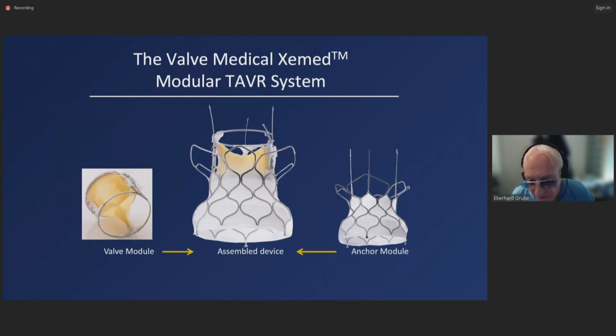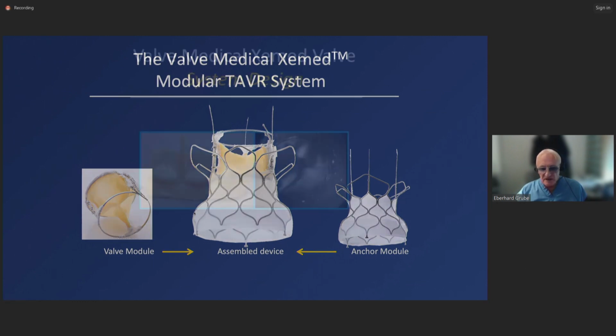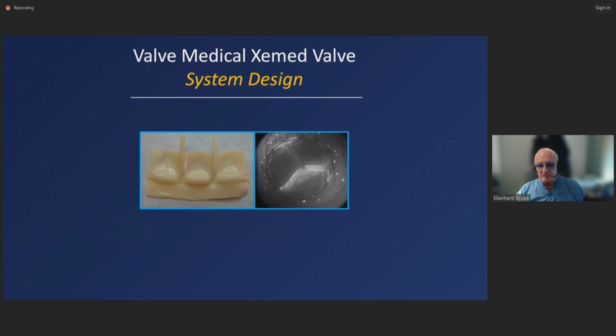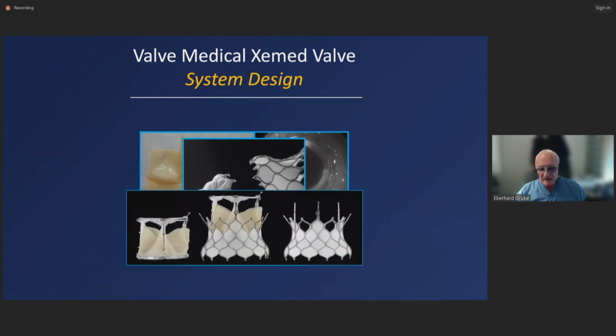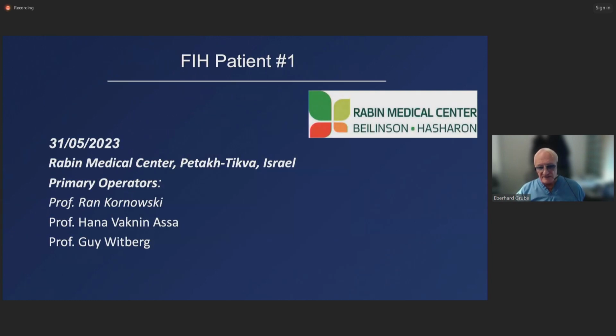And last but not least, something very interesting and very new, recently done first in man: the Valve Medical ZMed modular TAVR system, consisting of a valve module, shown here, and the anchor module. In the middle, you can see the assembled valve. It has 3D one-piece technology, bovine leaflets, and a polymer swelling material that, once in contact with blood, swells, reducing PVL, and obviously this valve can go to very low-profile delivery catheters.